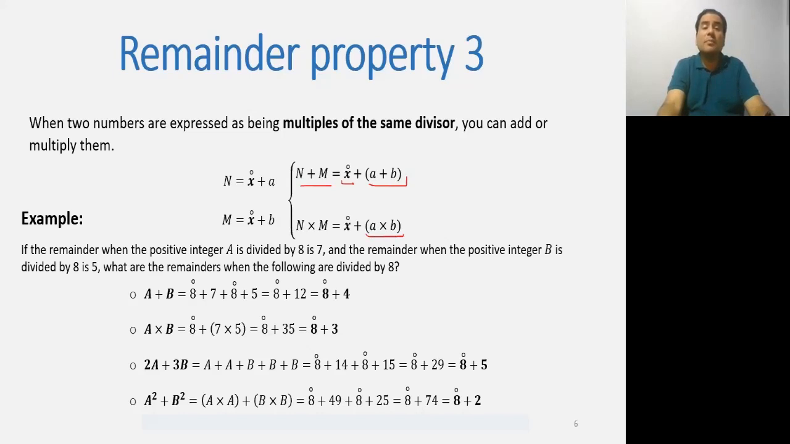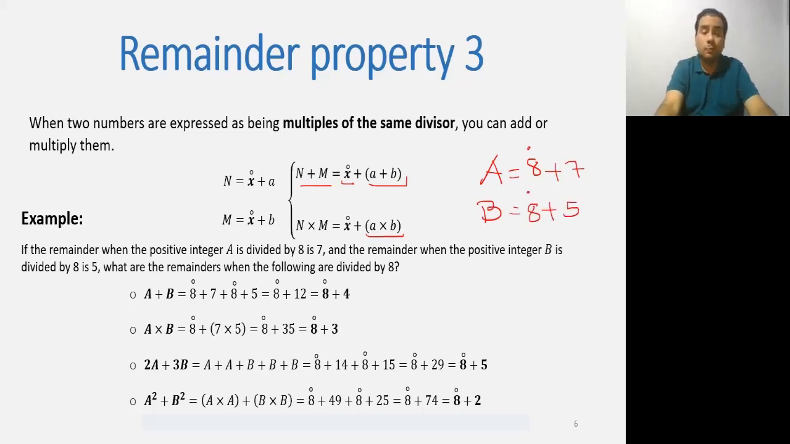If the remainder when the positive integer a is divided by 8 is 7, and the remainder when the positive integer b is divided by 8 is 5, what are the remainders when the following are divided by 8? And we have several expressions based on a and b. So first of all, what is a like? a is a multiple of 8 plus 7, right? While b is a multiple of 8 plus 5.